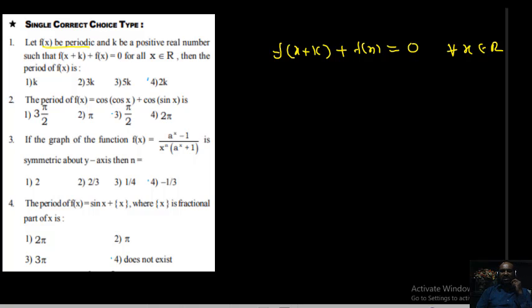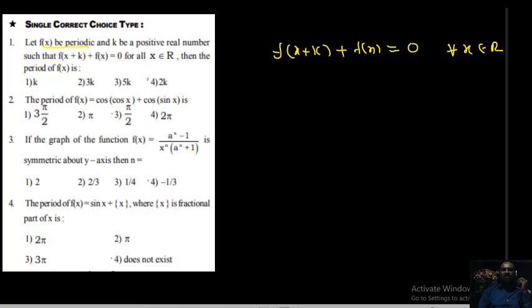By using this relation directly you can't find its period. For example, if it were in the form f(k + x) = f(x), then I could say k is the period of the function, if k is the least such value. But here there is no equality; there is a plus. How to make it an equality is a difficult task for us.